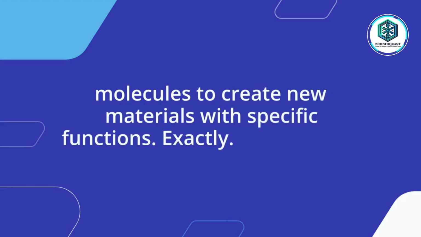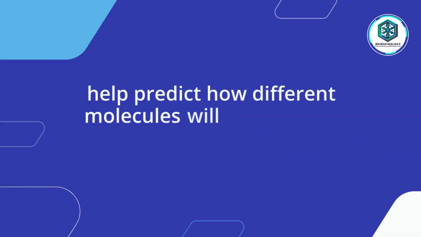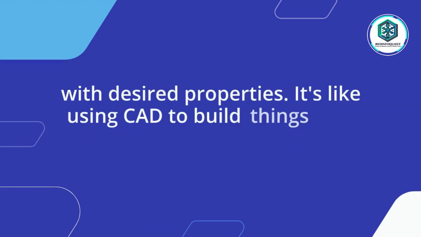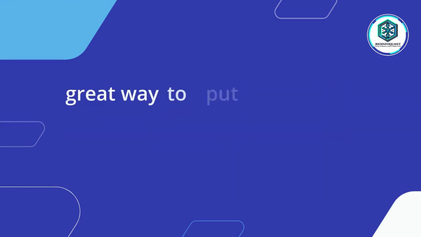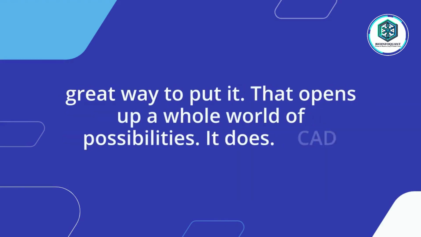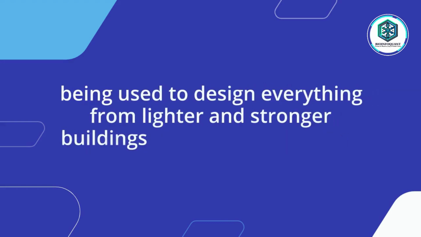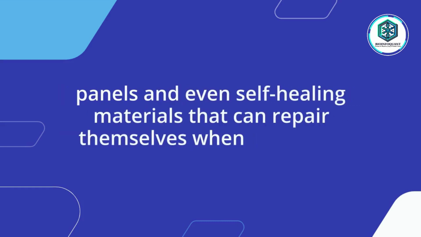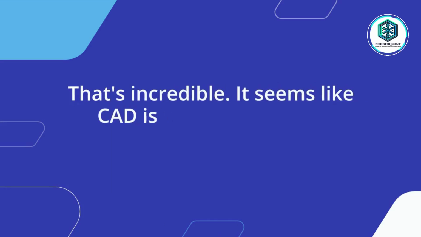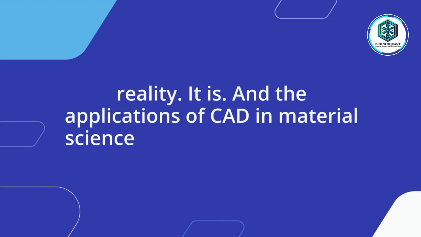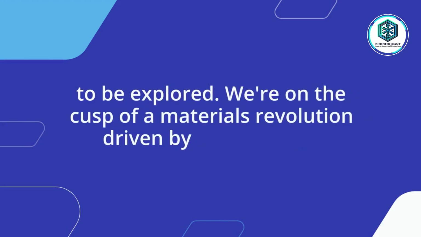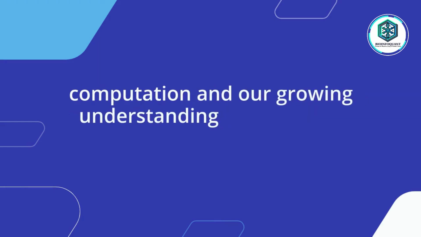And CADD can help predict how different molecules will interact and assemble to form materials with desired properties. It's like using CADD to build things from the molecular level up. That's a great way to put it. That opens up a whole world of possibilities. It does. CADD is being used to design everything from lighter and stronger building materials to more efficient solar panels and even self-healing materials that can repair themselves when damaged. That's incredible. It seems like CADD is blurring the lines between science fiction and reality. It is. And the applications of CADD in material science are only just beginning to be explored. We're on the cusp of a materials revolution driven by the power of computation and our growing understanding of molecular interactions. That's an exciting thought.